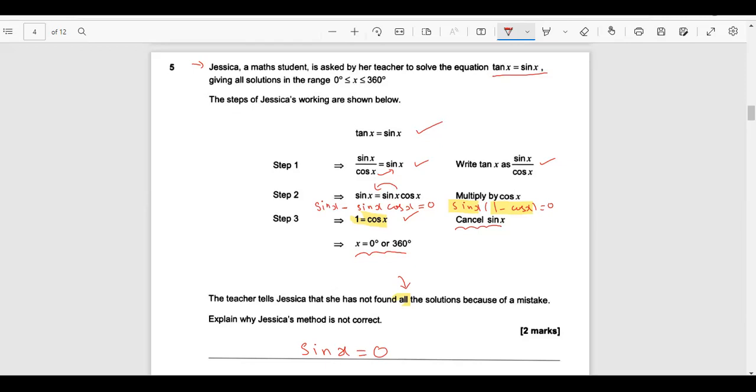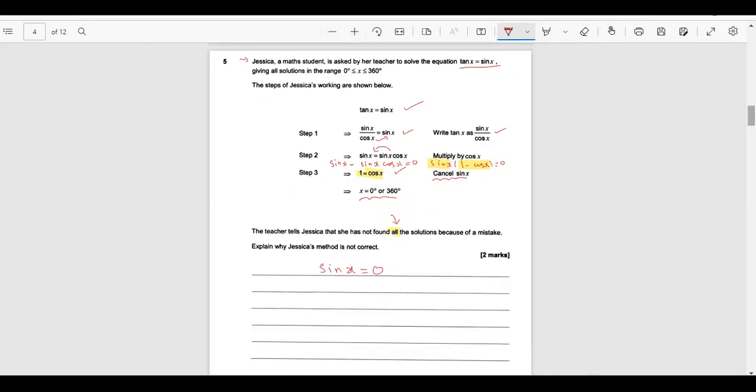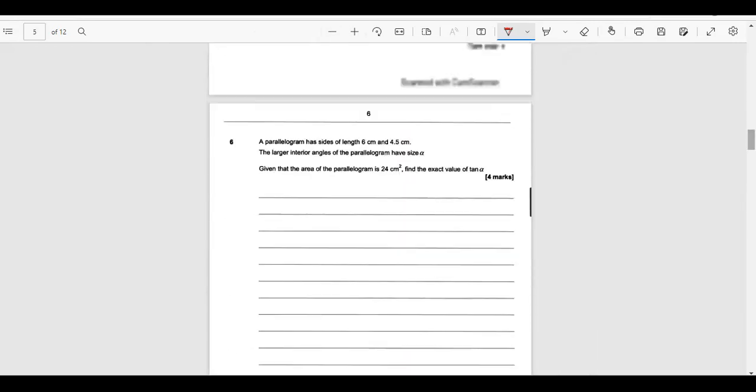Before your board exams, I will teach you how to write down proper answers. But at this point, we can just talk about the solutions. So this was a 2-mark question. Let's talk about the next one.